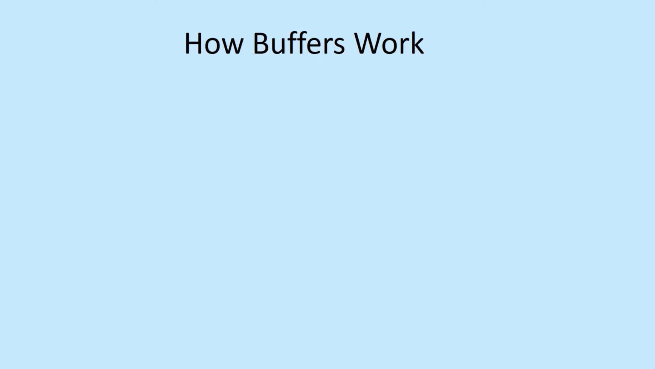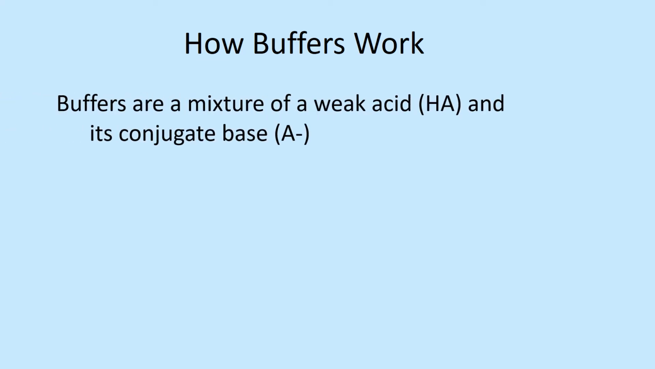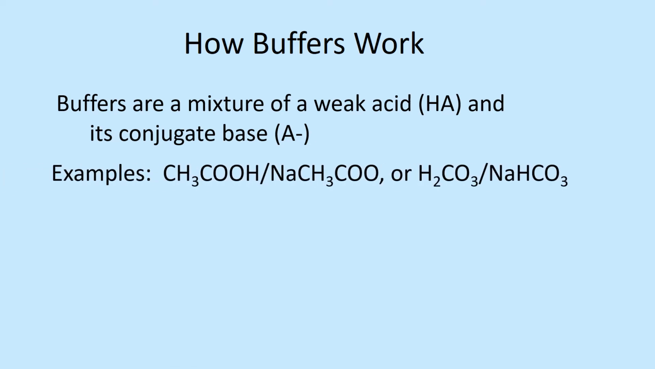So now we'll think about how buffers work. Buffers are solutions that contain a mixture of a weak acid and its conjugate base. Some examples might be acetic acid and sodium acetate, or carbonic acid and sodium hydrogen carbonate. So what happens when you add acid or base to a solution of buffer?